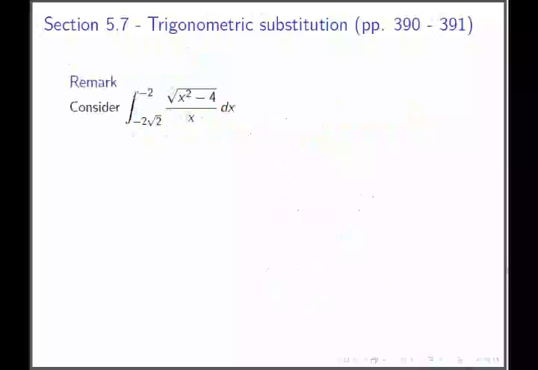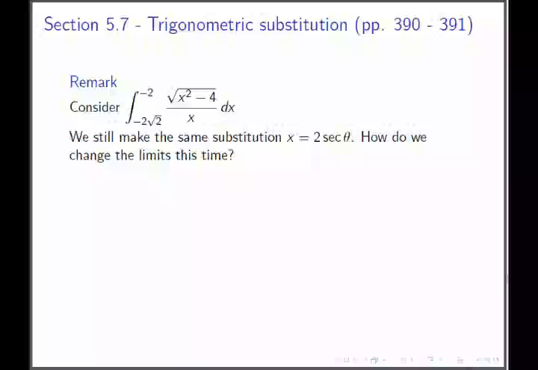Okay, I want to look at this integral one more time. I want to compute this integral over a slightly different interval. Notice this time I'm going from negative 2 square root 2 up to negative 2. So everything's going to be about the same. We're still making the same substitution, but how are we going to change the limits? Well, we're going to use the same procedure as before. We're just going to substitute each individual limit of integration into the substitution equation, then solve for theta.